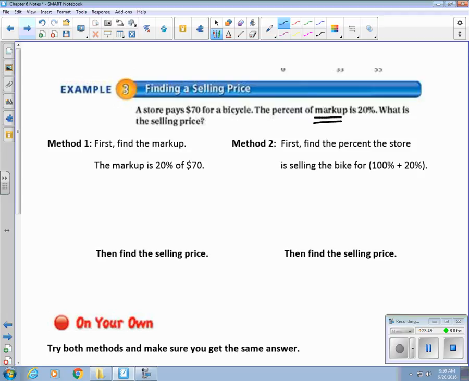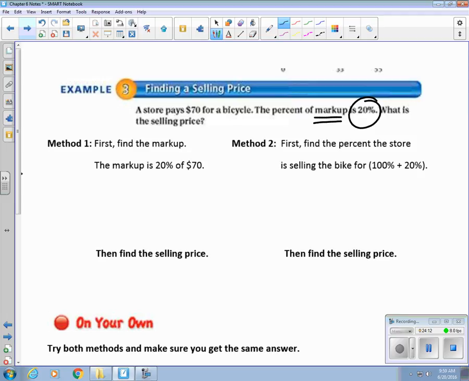So this is what we were talking about earlier in the lesson, where if you are a business owner and you want to make money, you want to make profit. You're going to pay for something, and then turn around and sell it. But you're not going to sell it for what you bought it for. You're going to increase the price. That's the markup. A lot of times we increase the price of something by a certain percentage, and in this case, it's 20%.